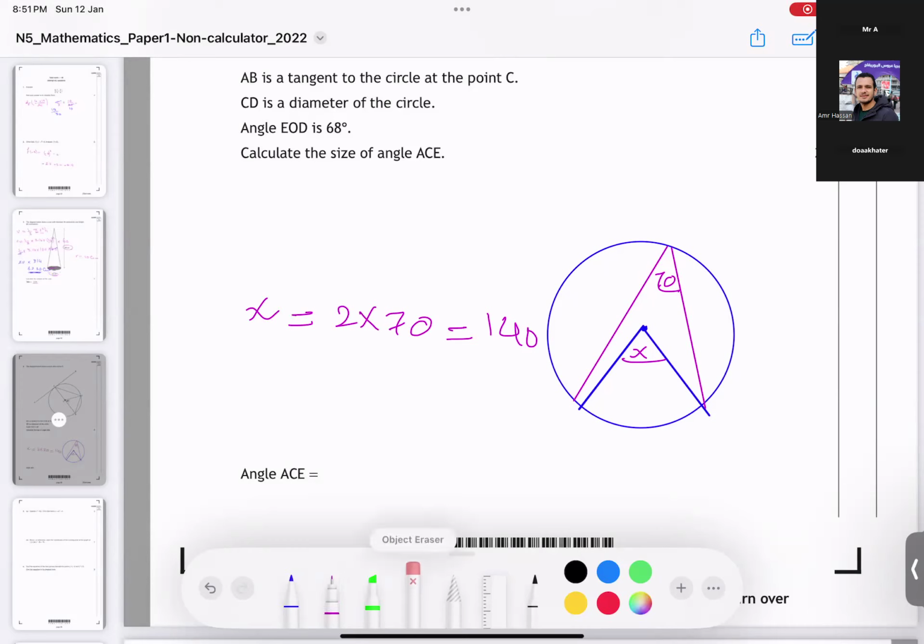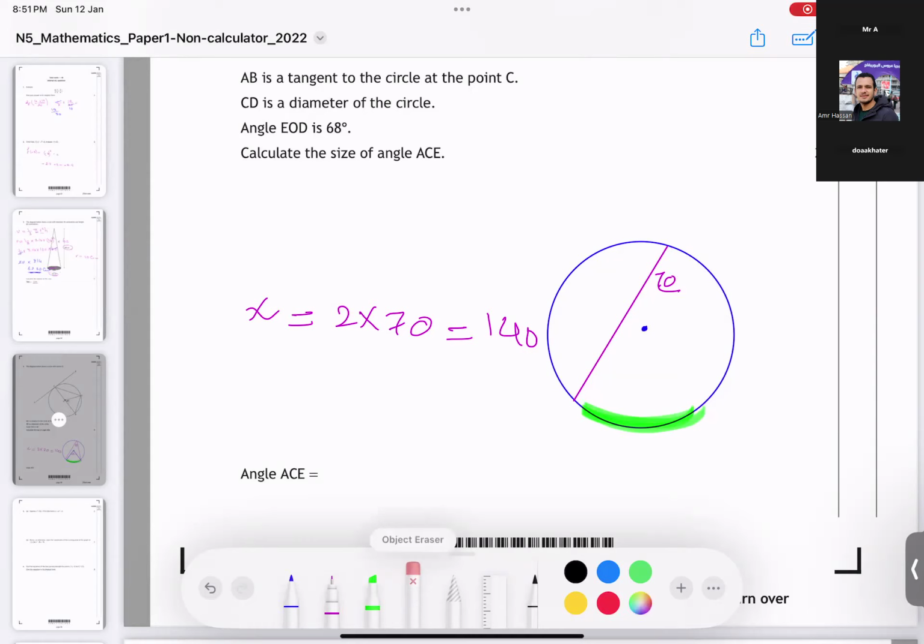Why is it double? Surely it's smaller. Because the central, look, no, it's not smaller than it. It's going to be much more. This one is double of it, which makes sense. And we have a relation between the central and the inscribed: the central is always double the inscribed whenever they subtend the same arc. Look at the arc. This is the same arc, right? Yeah. So we got a relation between them.